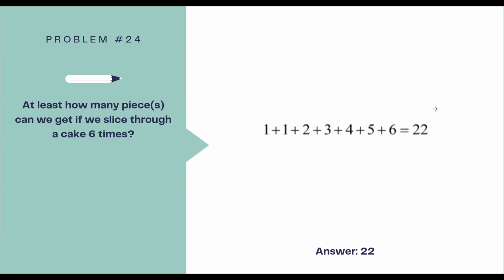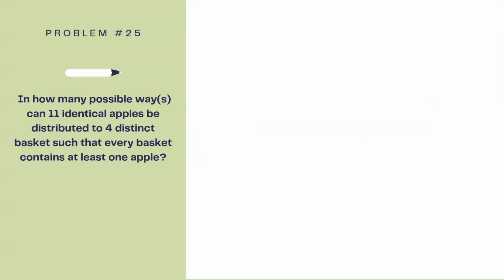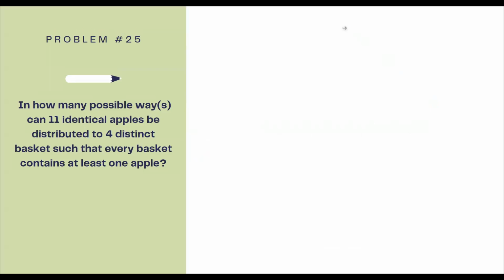to problem number 25. We only have 5 left. So we go to combinatorics. In how many possible ways can 11 identical apples be distributed to 4 distinct baskets, such that every basket contains at least one apple? What do you think is the answer? 120.